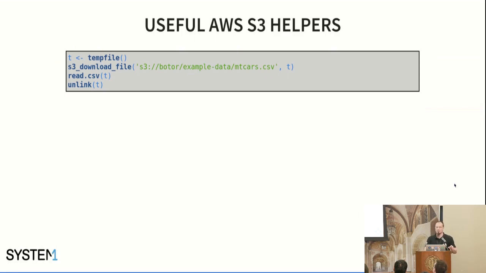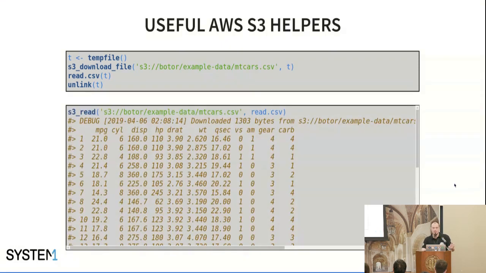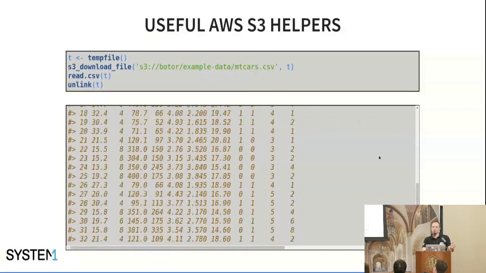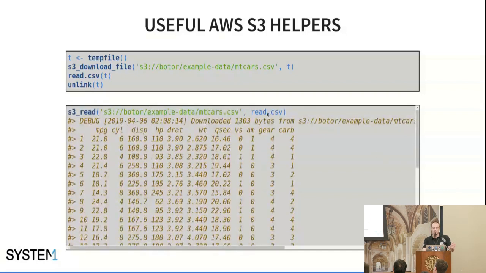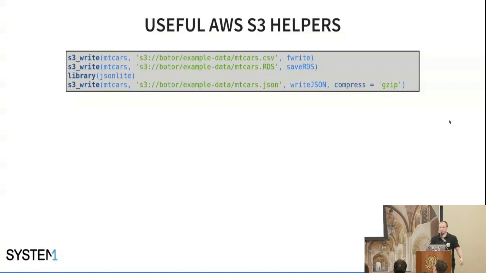Some useful helpers here, like this S3 download file function, which will just get the data for you from S3 if you have access, or some other helpers like S3 read, where you specify the URI of the object, and you just specify what function to use to deserialize that, like read CSV, fread, or something else.